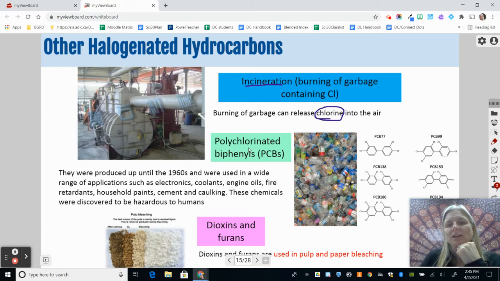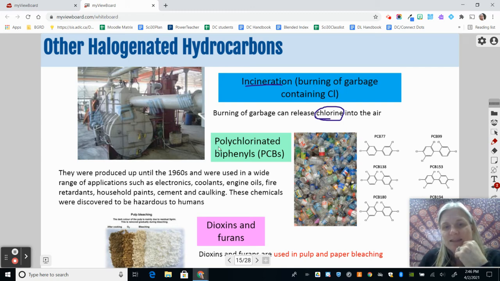And then polychlorinated biphenyls, or PCBs. You may have heard of those before. We don't produce them anymore. Up until the 1960s, they were used in a lot of different things, like in our electronics, coolants, engine oils, fire retardants, household paints, cement, caulking. But they were discovered to be very hazardous to human health.